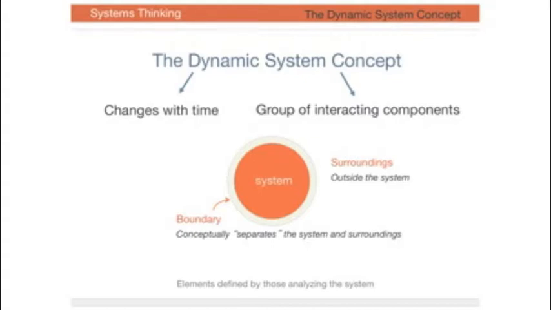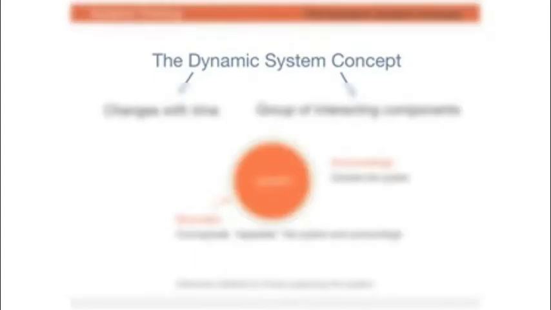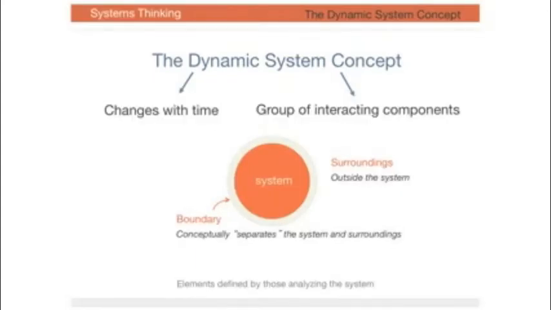This graphic introduces the concept of a dynamic system. Dynamic means, of course, that the system is changing with time. We consider a system to be a group of interacting components. Remember that a system is really a concept designed by those who are analyzing the system. It's not something real, it's really an idea.